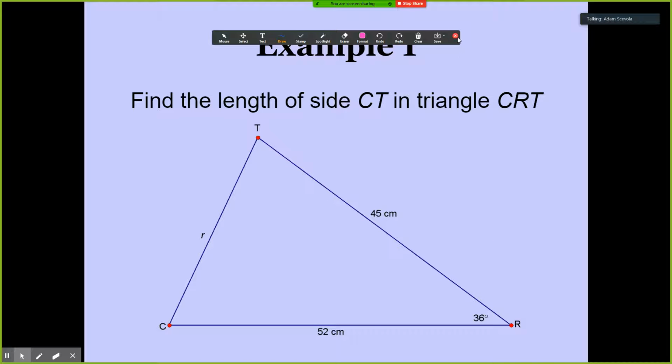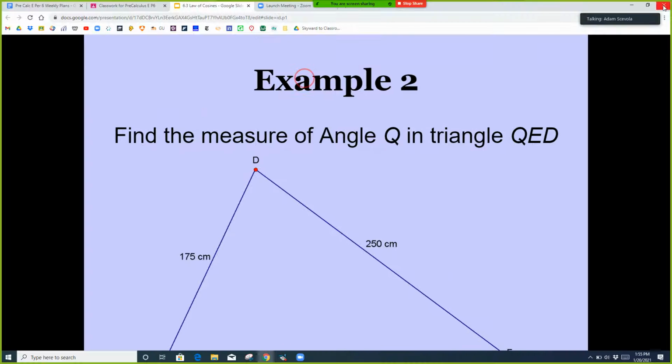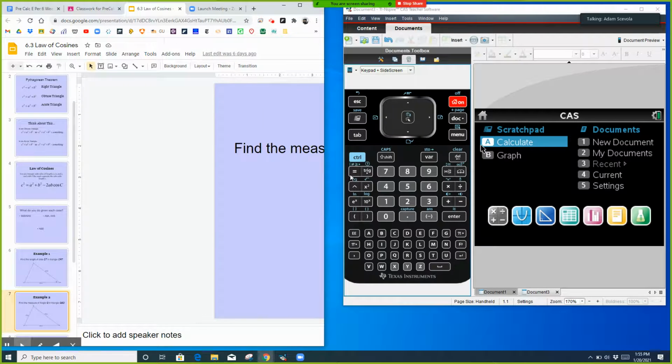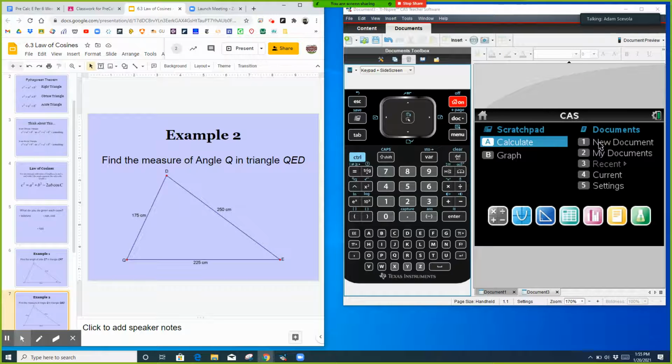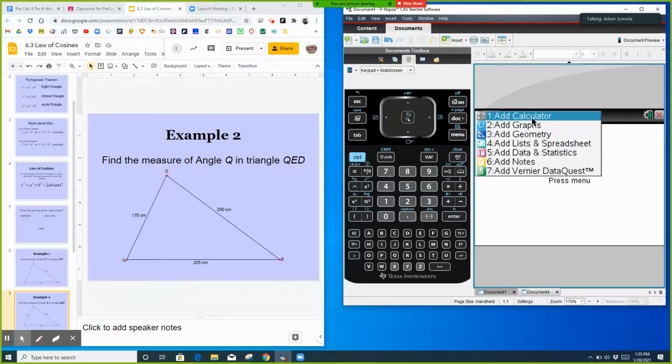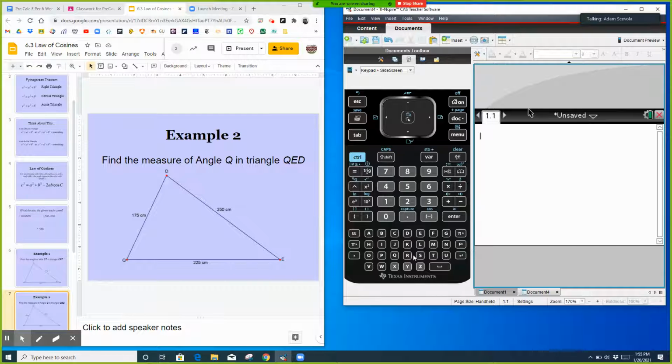At this point, I would just use the calculator. I'm going to open up my calculator, add a document, and type in the law of cosines. I'm just typing c squared equals because I'm trying to teach you this, but I would advise you to just type everything to the right of the equal sign, especially if you don't have a TI-Nspire.